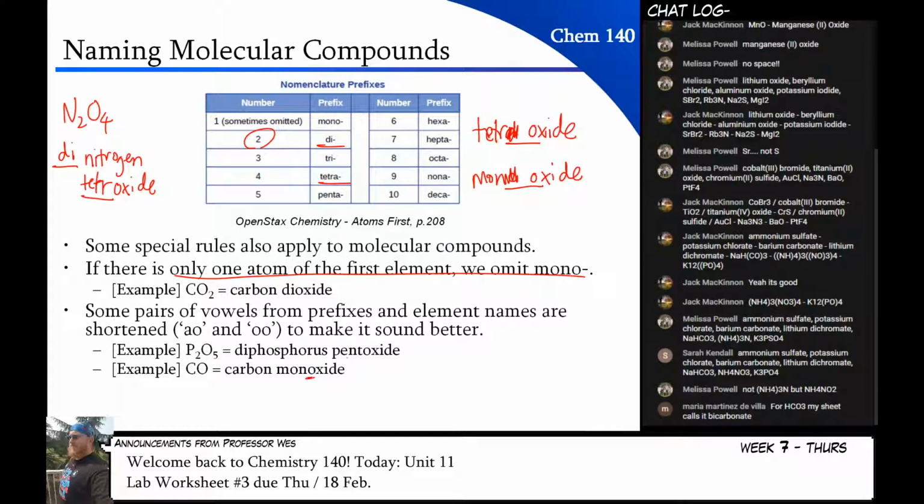So notice that I have omitted one of the letters here in each case. This is just a spelling convention that, again, was chosen because it makes things sound better, I guess. This only comes up when you have AO and OO. If you have IO or II, you keep them. So dioxide is fine. Or diiodide, you keep those. That is fine too.